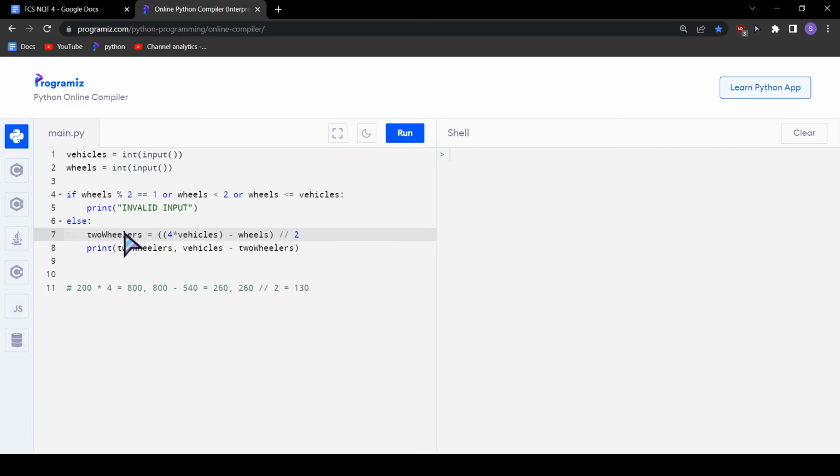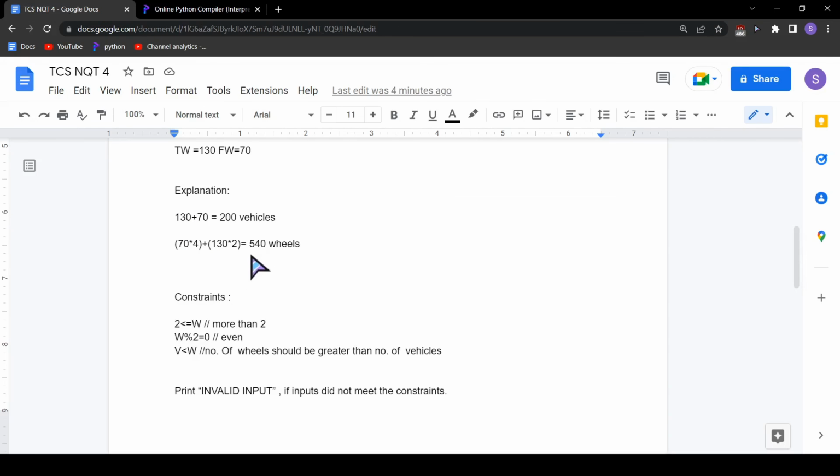So we have stored the number of two wheelers, and in total we had 200 vehicles. We have found that 130 vehicles are two wheelers, so 200 minus 130, that is 70, would be four wheelers, right? That's basic mathematics. Then we will run this and check for this input. So 200 vehicles and 540 wheels, and see, we've got the answer, 130 two wheelers and 70 four wheelers. This is what was given.